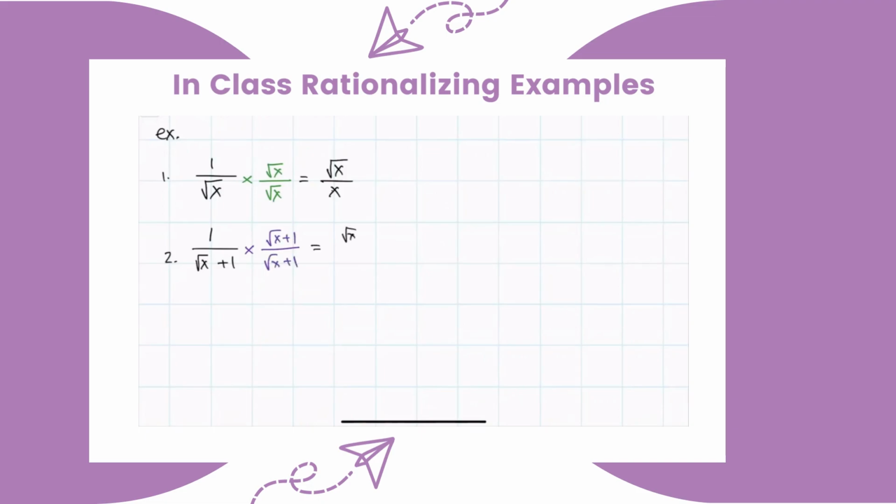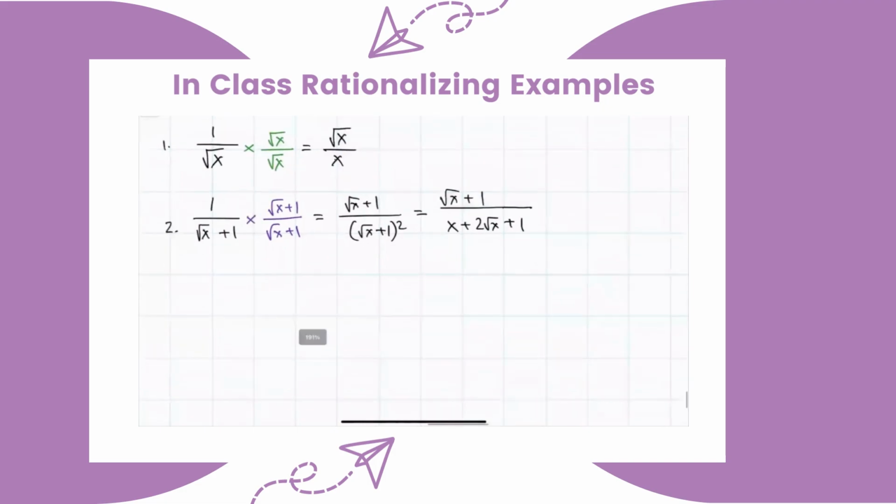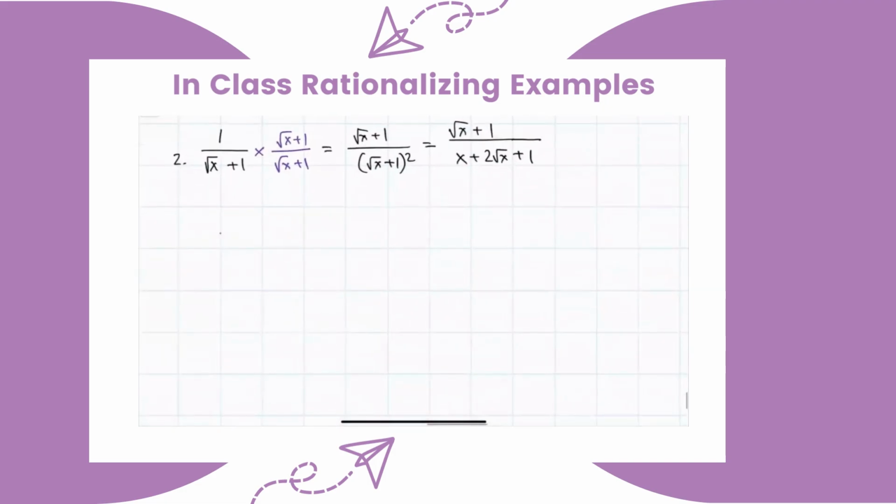This will become root x plus 1 times root x plus 1, which is root x plus 1 squared, which then becomes x plus 2 root x plus 1. So as you see, the root is still in the denominator, right? Okay. So do you remember the difference of squares?